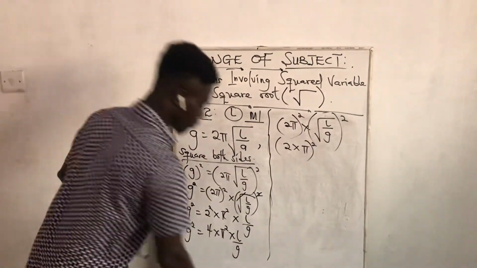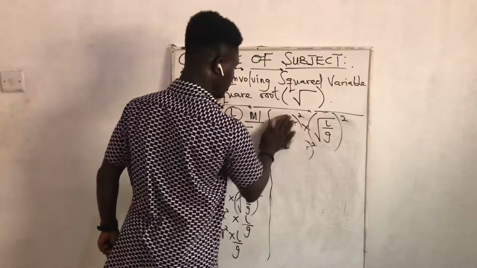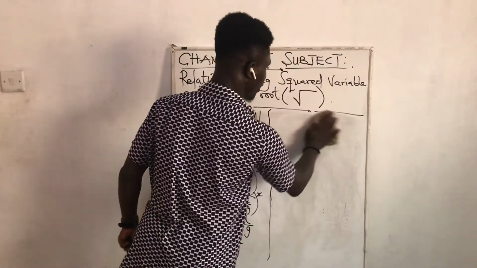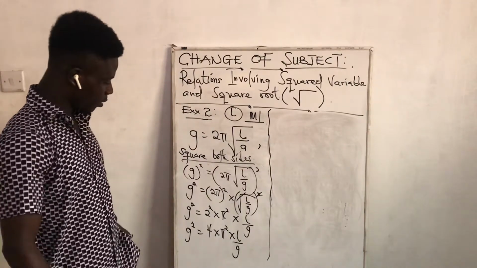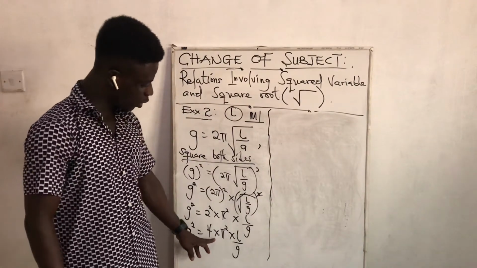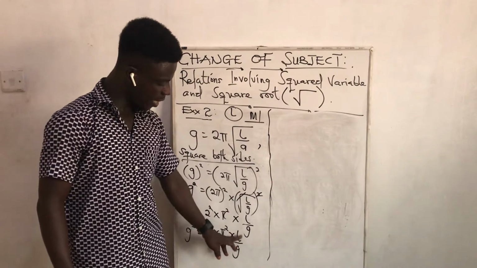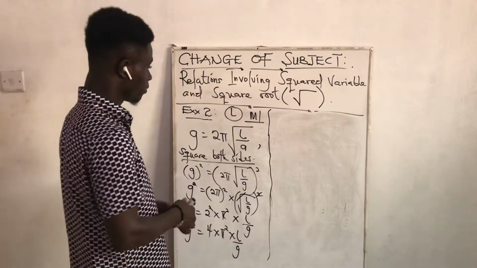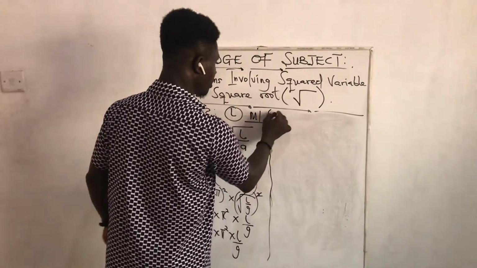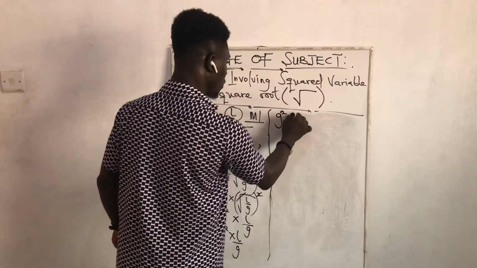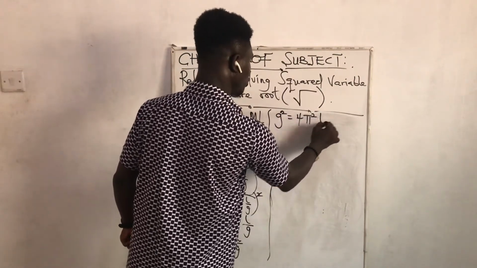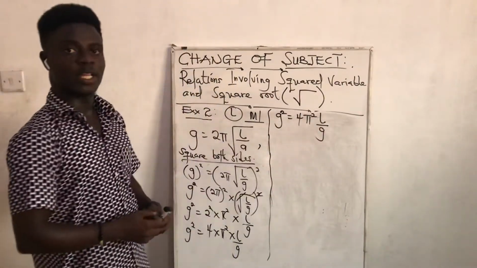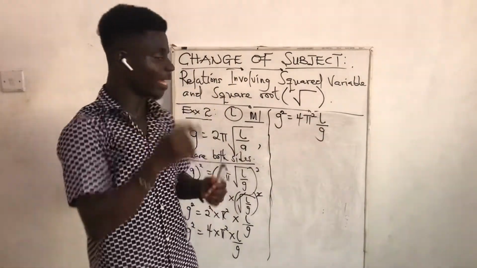Very, very simple. So g squared equals 4 times pi squared times L on g. So now g squared will be equal to 4 pi squared L on g. So g squared equals 4 pi squared L on g.